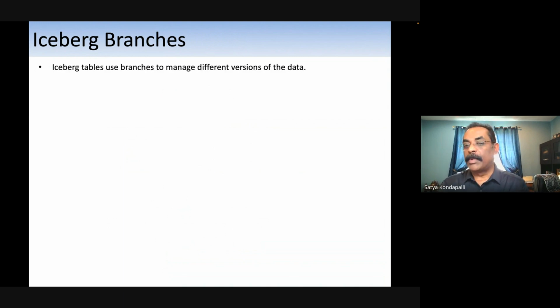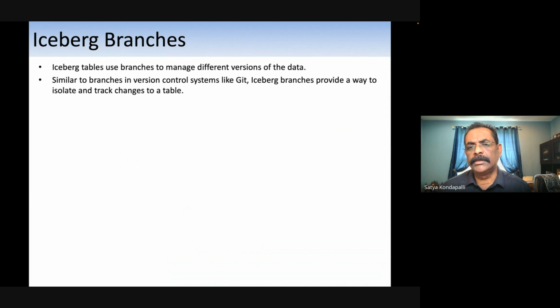Iceberg tables use branches to manage different versions of the data, right? So you can create a branch from a given snapshot version. Then you can use it for testing, for machine learning, or maybe for your ETL load, or schema version changes. Anything you want to test, and while you are testing, you don't want others to see that, and it also helps you with zero copy cloning. So branches are similar to version control in Git.